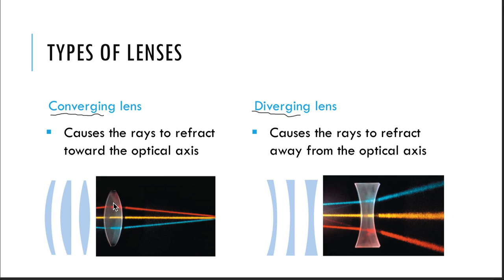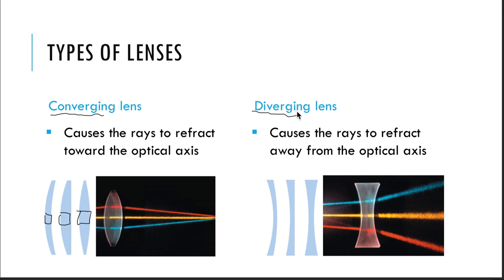Your converging lenses bring your light rays together. You can see that when the rays are going through the lens here, they are coming together, getting closer together on the other side. Your converging lenses are thicker in the middle. That's how you can distinguish them from the diverging lenses.